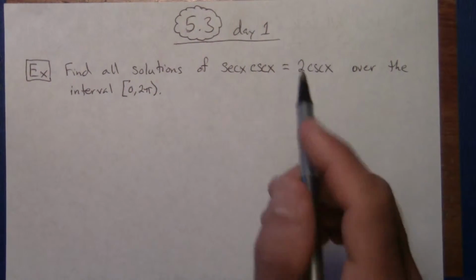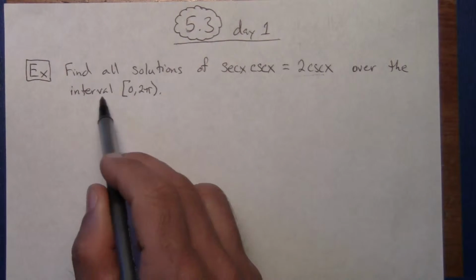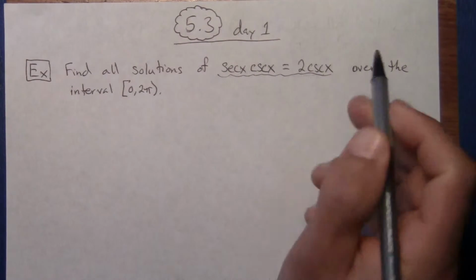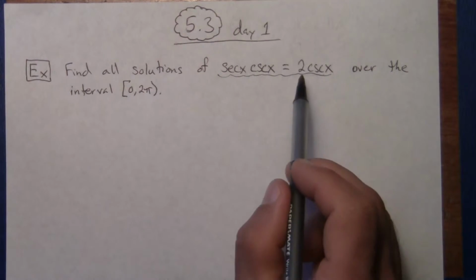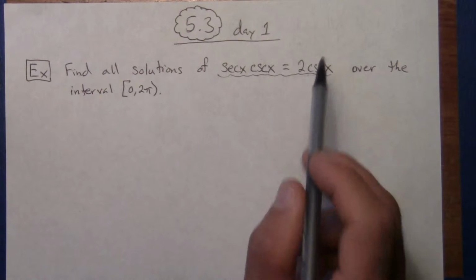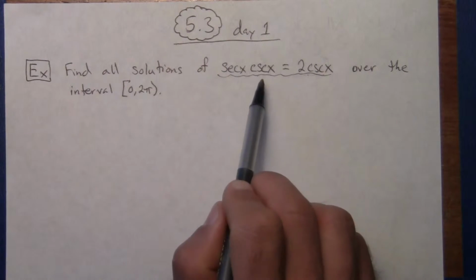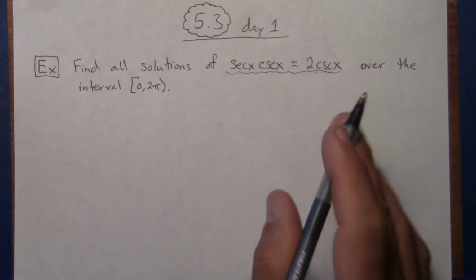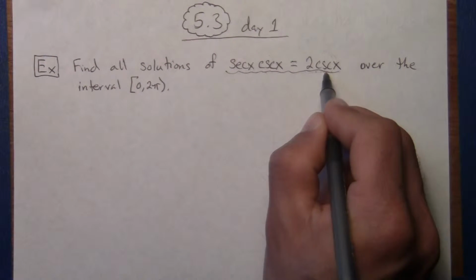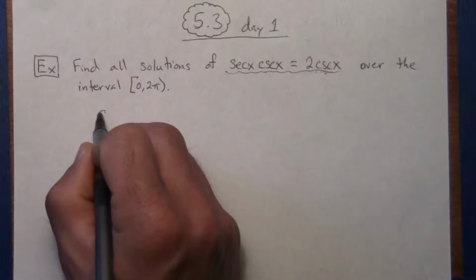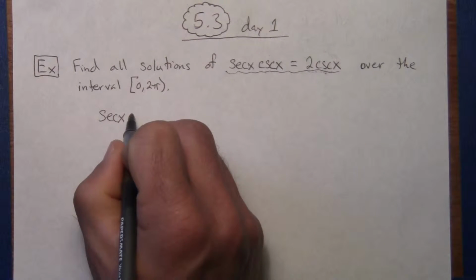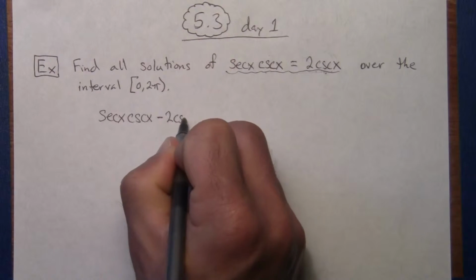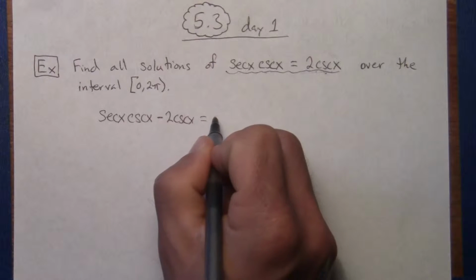Alright, so first one says find all the solutions of this particular function over the interval from 0 to 2 pi. So when I look at that equation, what jumps out to me is that I have 2 terms, one on the left side, one on the right side, and both of these terms have cosecant x in them. So I'm going to move the 2 cosecant x to the left side so it looks like this. So I'll have secant x times cosecant x minus 2 cosecant x is equal to 0.